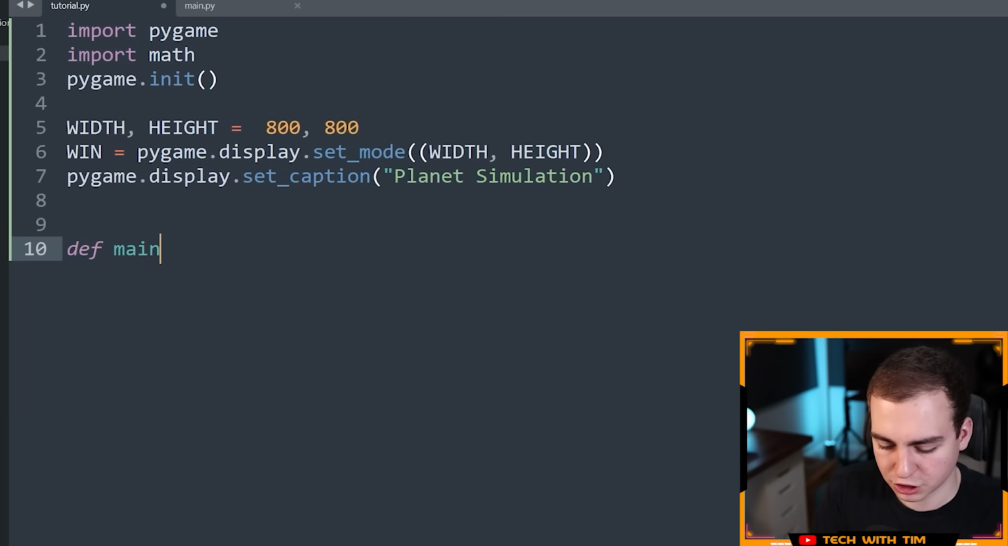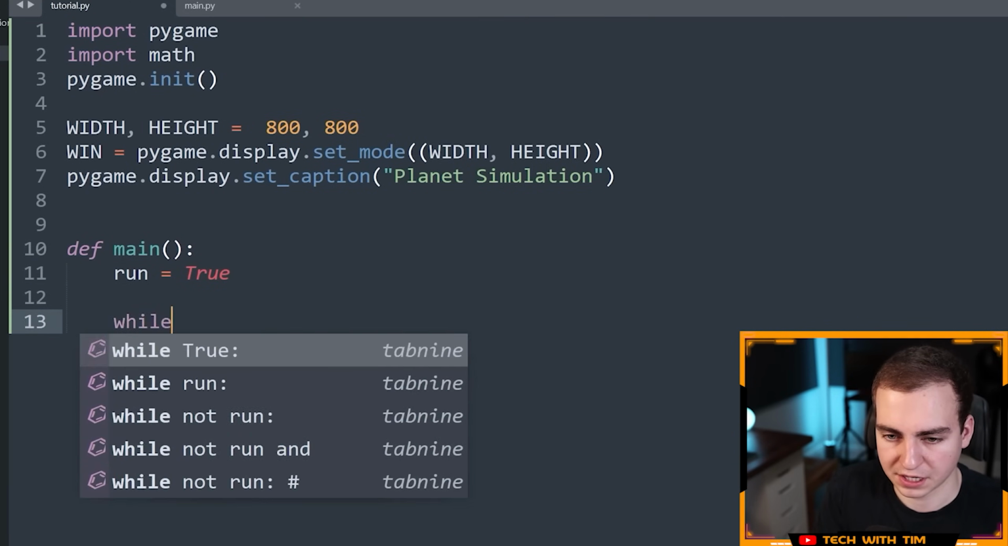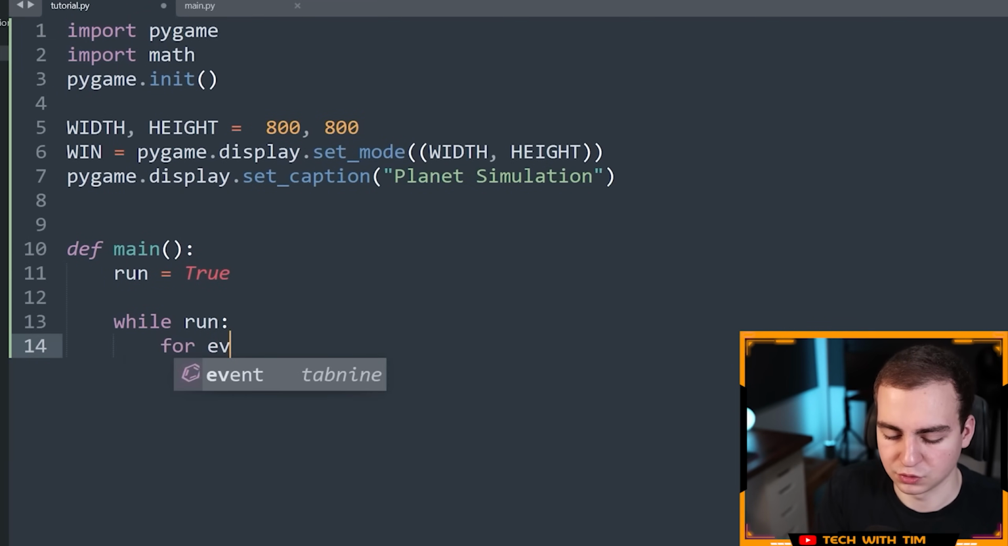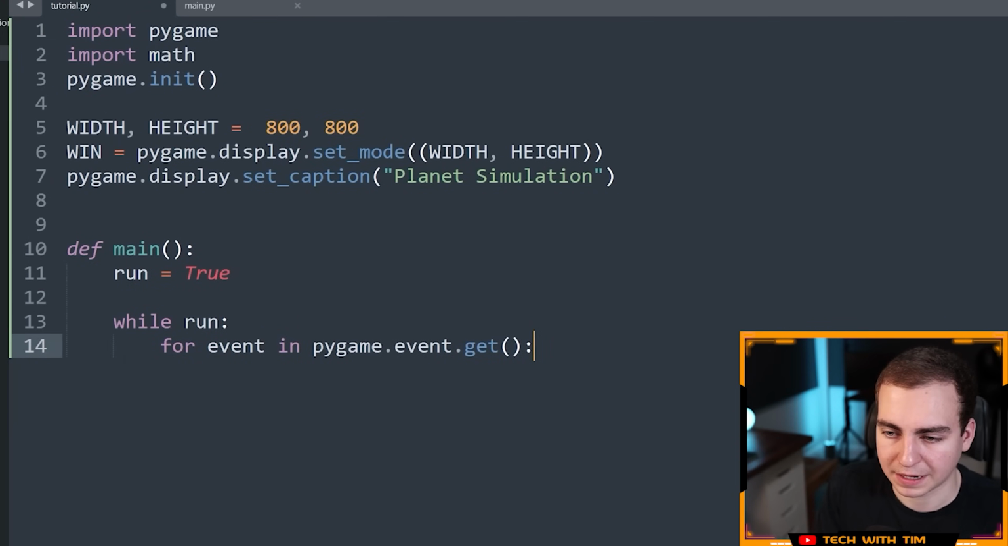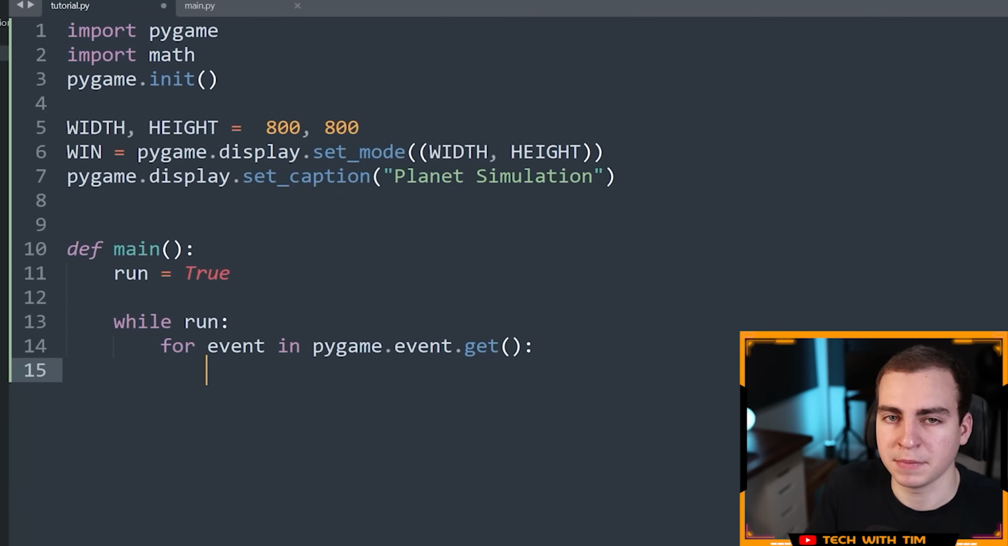We need something keeping the program running. So I'm going to make a function here, and I'm going to call this main. And inside of here, I'm going to make a variable. I'm going to say run is equal to True. Then we're going to say while run, and this loop will run while this variable run is True. Now inside of here, I'm going to get the different events that are occurring in Pygame. So I'm going to say for event in pygame.event.get(). Now this is going to give us a list of all of the different events that occur. So key presses, mouse movements, whatever.